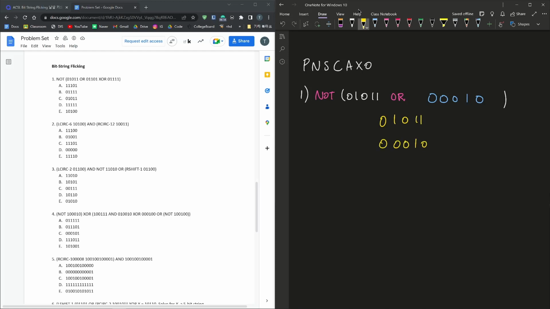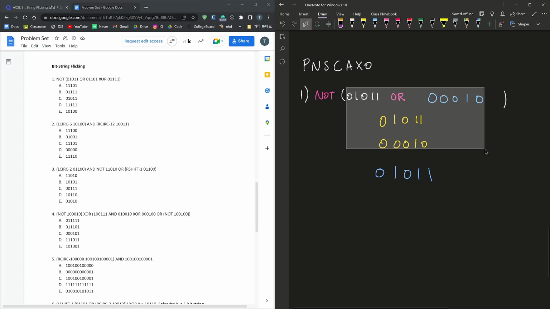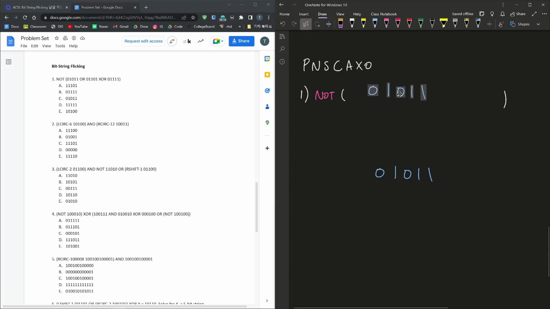We know what OR is. If at least one of the 2 digits is a 1, then it outputs 1. Both are 0, 0. At least one is 1. Okay, 1. Both are 0, we get a 0. Both are 1, so that's a 1 because at least one is 1. At least one is 1 in the last digit as well. So 01011. Let's delete this and replace it with this. NOT 01011 is very straightforward: 10100. We get the answer of E.